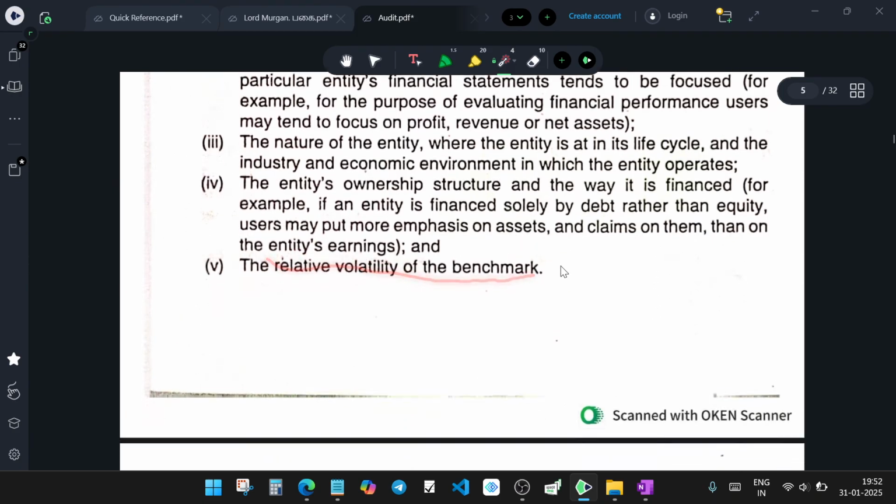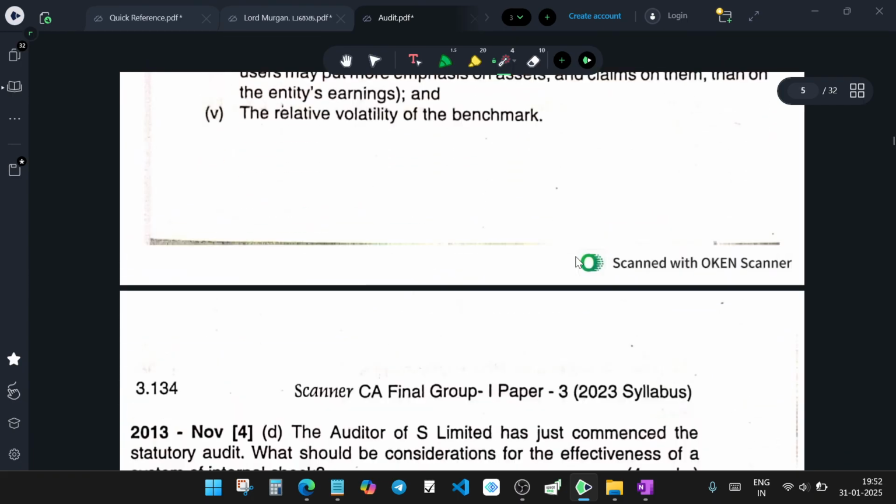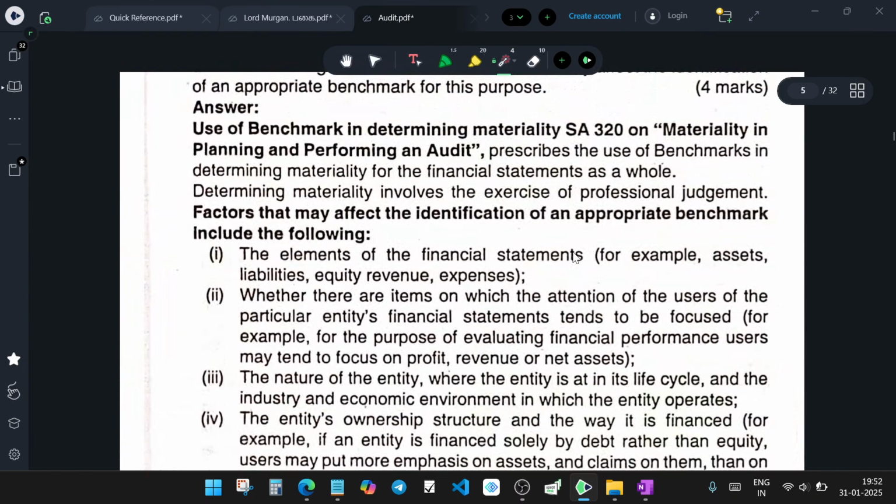Relative volatility of the benchmark. If previously they had a benchmark and there is a violation, you need to revise it. So these are the things regarding the entity's benchmark that need to be identified, the factors that affect the identification of the appropriate benchmark.